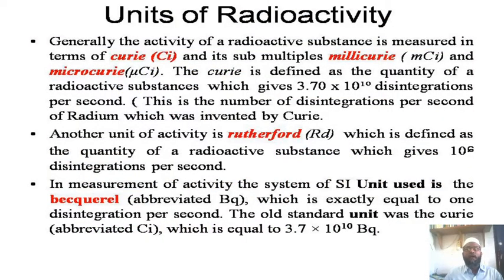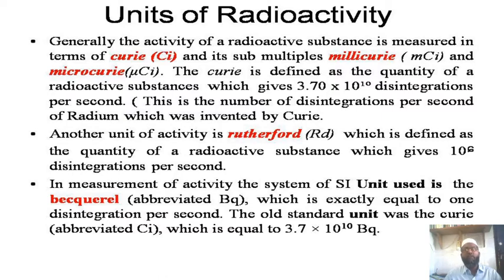Basically, radioactivity is when a material disintegrates itself, either artificially or naturally. So when it disintegrates, how do we measure its disintegrations? We are going to use the basic units like Curie, Rutherford and Becquerel. So first let's see what Curie is.